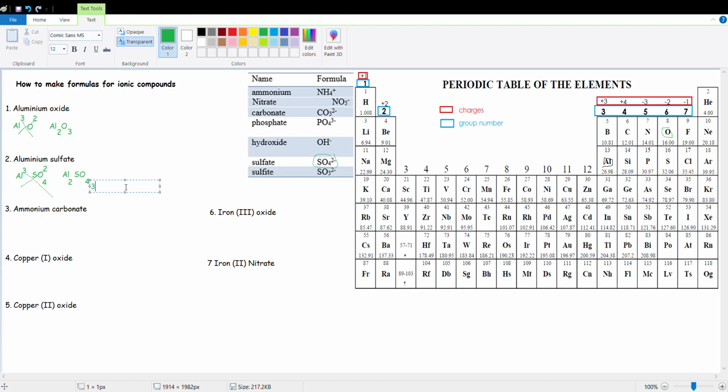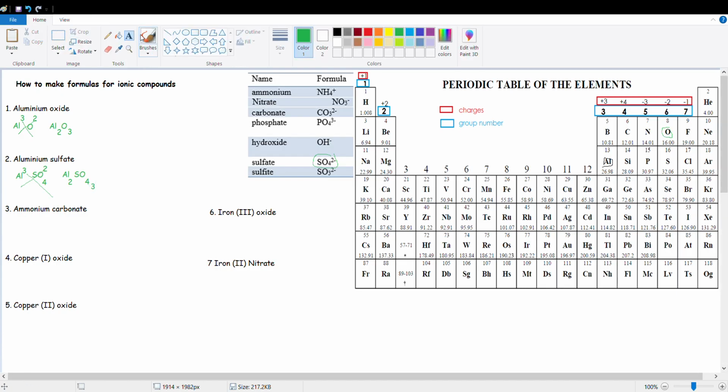Now many students ask why we write brackets. See, if I leave this as it is, it doesn't look right. We need to separate out this 4 from the 3, and so it's Al2(SO4)3. We should write it this way, otherwise we cannot write the numbers and we need to separate them out. So that's the right answer for aluminium sulfate.